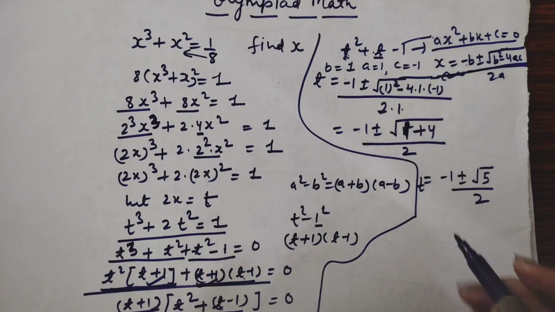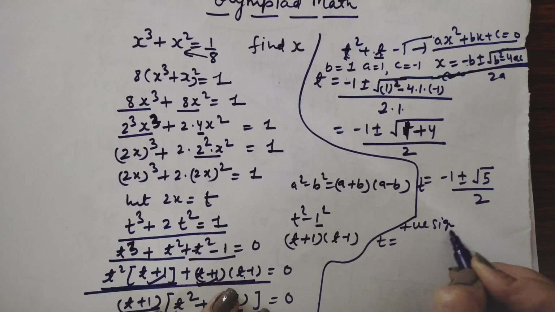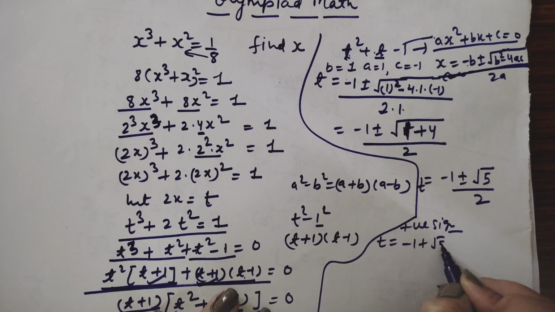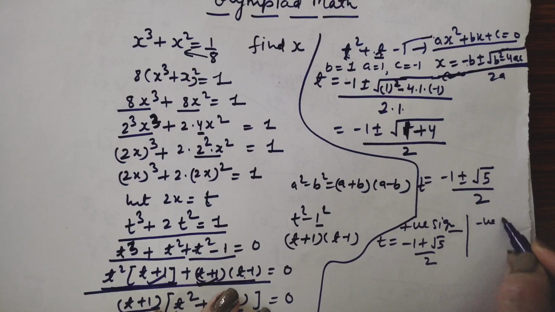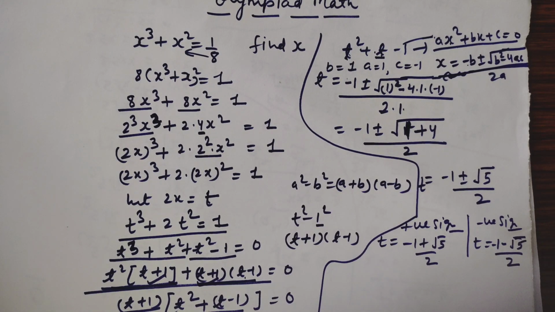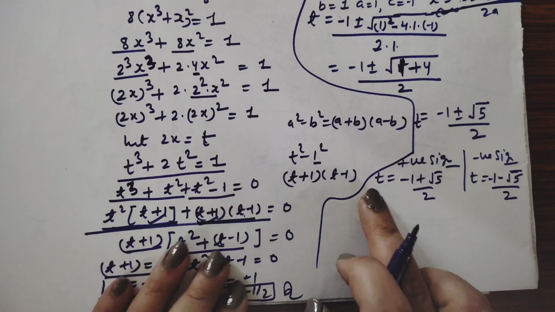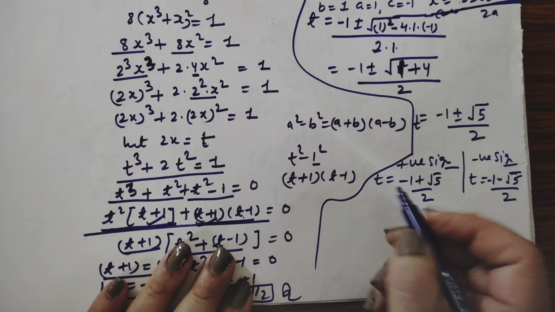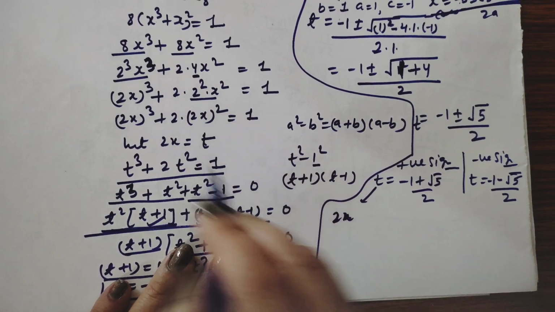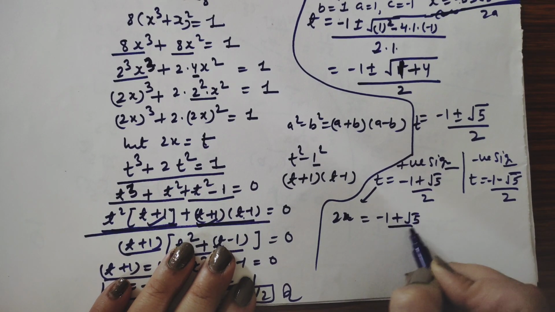Now you can see there are two values of t. First, take the positive sign: minus 1 plus root 5 upon 2. And for the negative sign, the t value is minus 1 minus root 5 upon 2. This is the t value, but we need to find the value of x. One value we already got, x equals minus 1/2. For the other, t is 2x, so 2x equals minus 1 plus root 5 by 2.